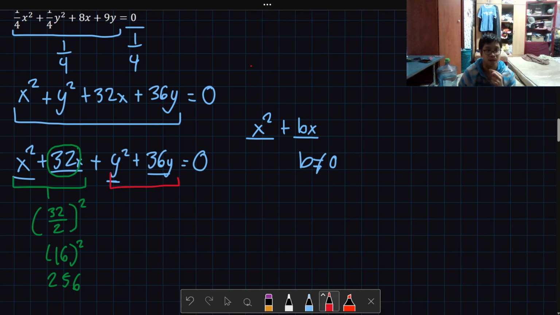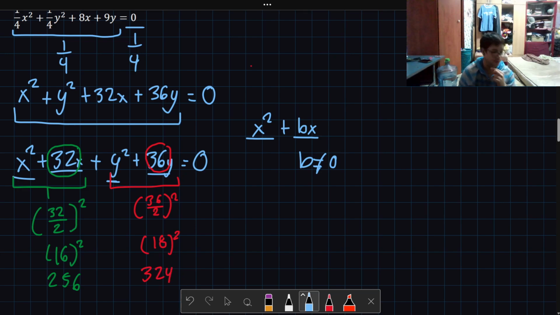We get the coefficient of y, which is 36. The same thing, we divide 36 by 2, then we square it. 36 divided by 2, I believe that's 18. Am I right? Sorry, just making sure. 36 divided by 2, yes, 18. Then we're going to square it. So 18 squared will give you 324. All right, that's it.